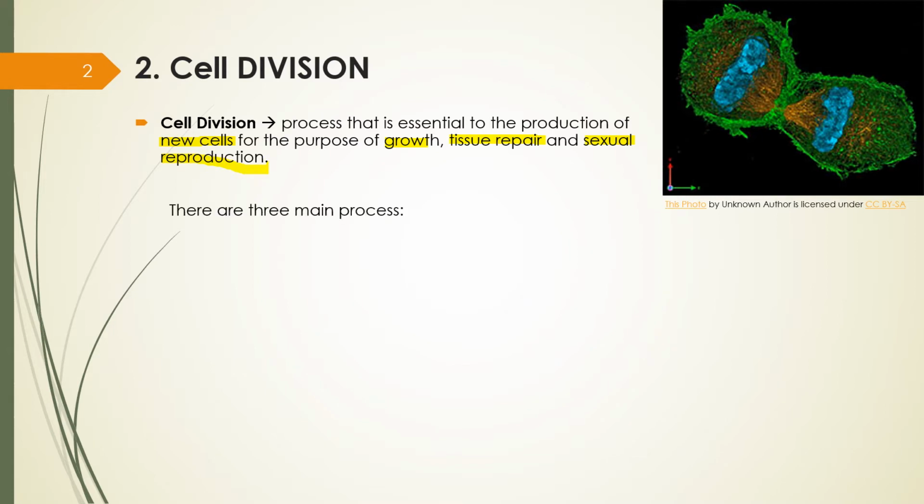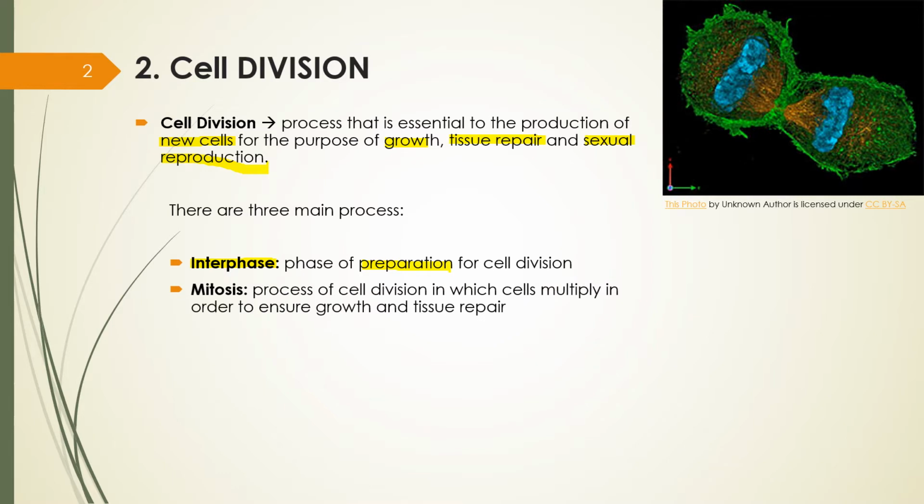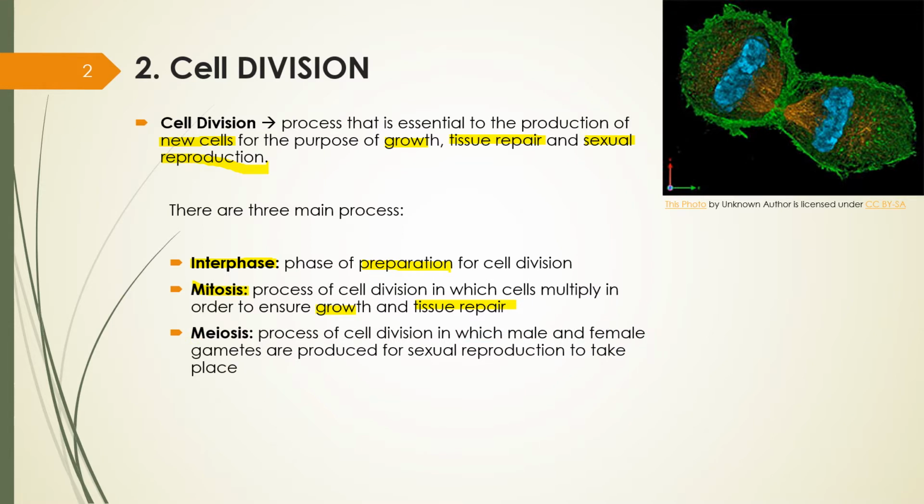For us to do cell division, we have three main processes. The first one is interphase. Interphase actually is the phase of preparation for cell division. So we prepare the cells before it divides. After we prepare it, we can perform mitosis. Mitosis is when we multiply cells for us to grow or for tissue repair. And meiosis is when we produce gametes for us to perform sexual reproduction.